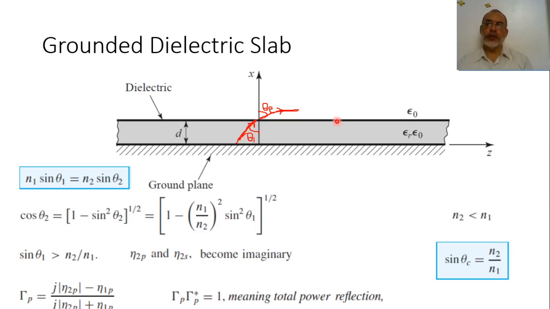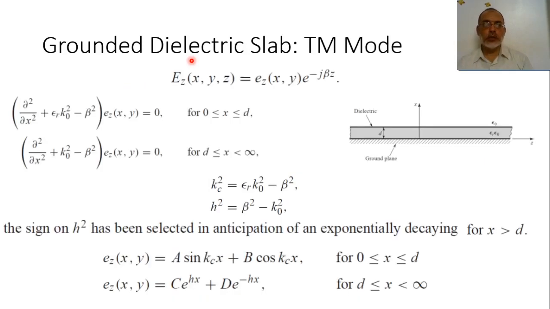These surface waves can be transverse magnetic or transverse electric. In this video, we are going to study transverse magnetic surface wave modes in a grounded dielectric slab. In the following video, we are going to study the transverse electric surface wave modes in grounded dielectrics. So let us start with transverse magnetic surface wave modes in grounded dielectrics.